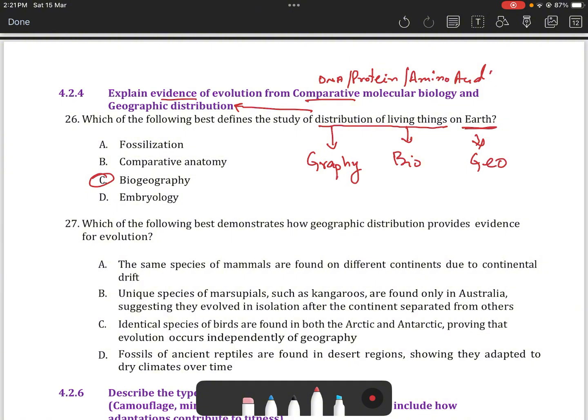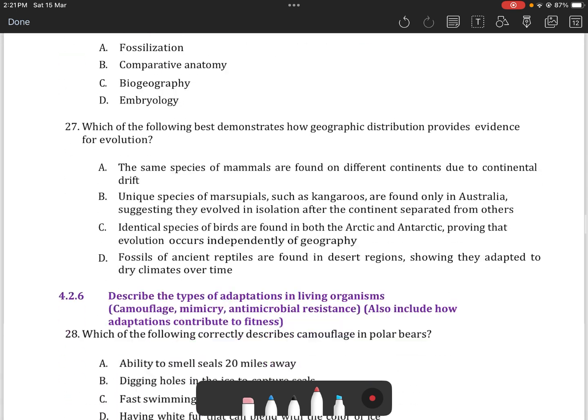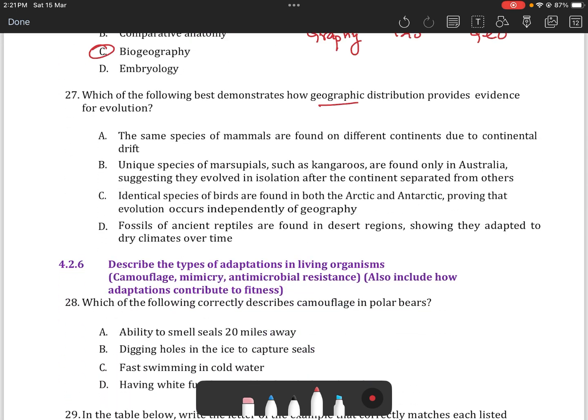Moving to the next one. Which of the following demonstrates how geographic distribution provides evidence for evolution? So, of course, geographic distribution tells us about the unique organisms where they exist and how they are separate from other. So, answer is B.